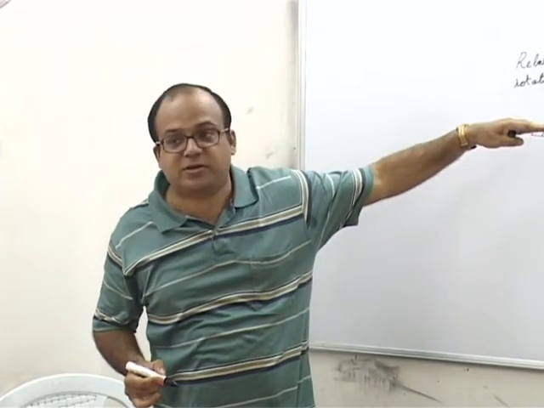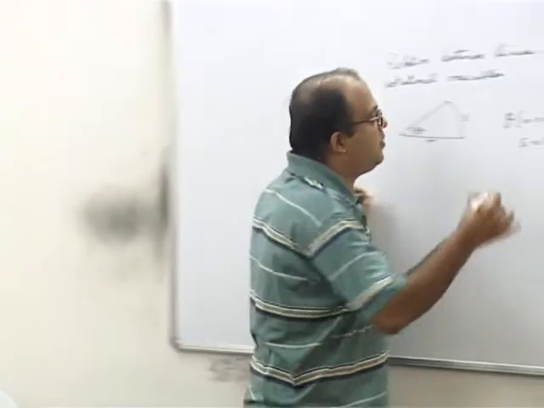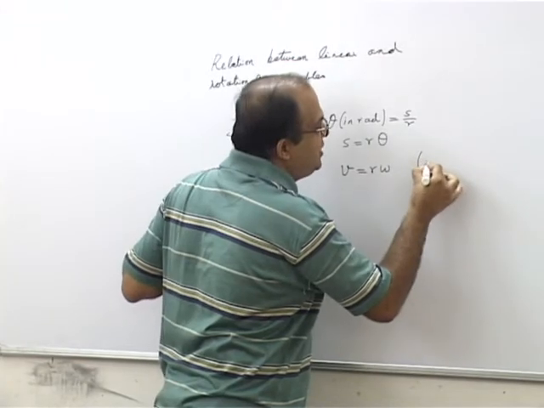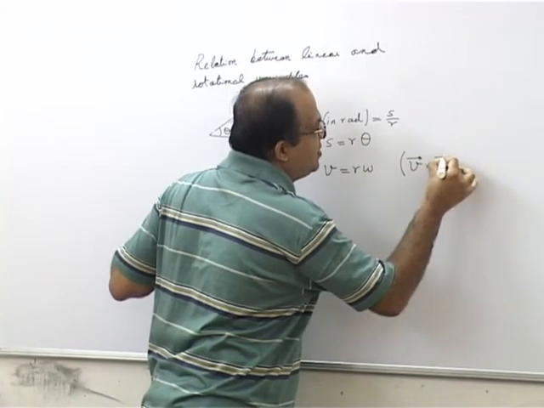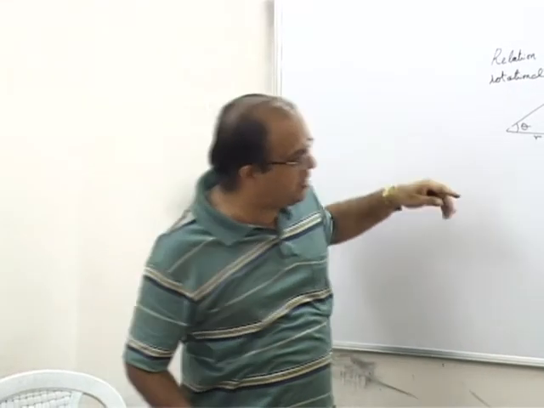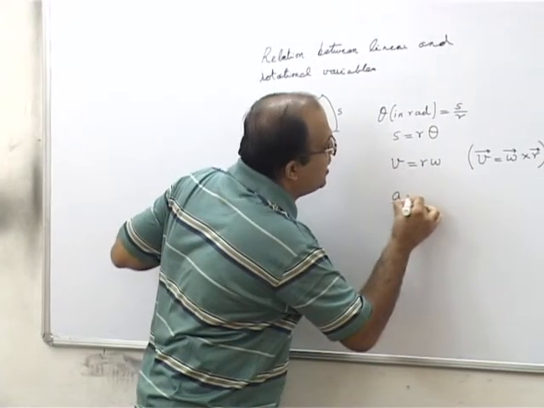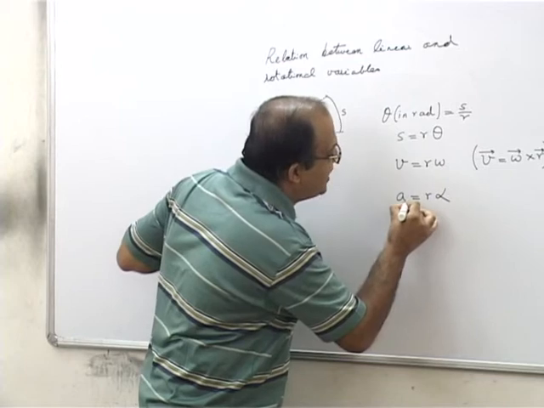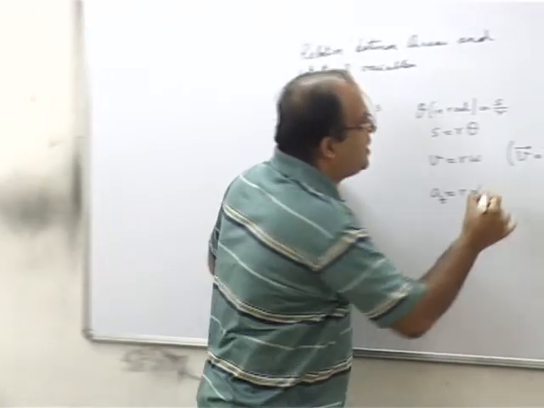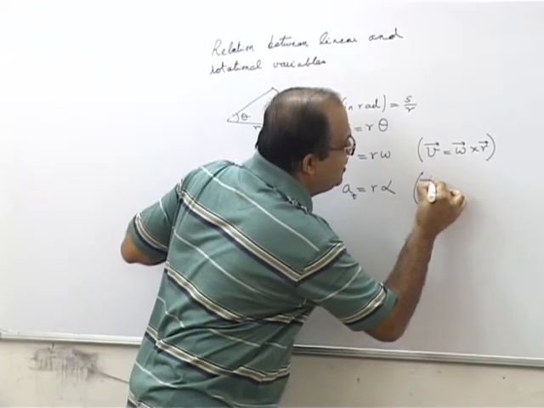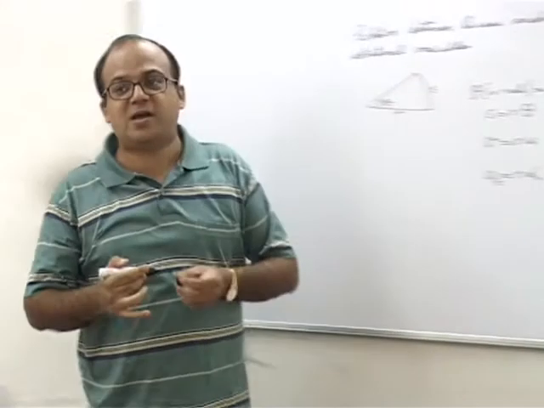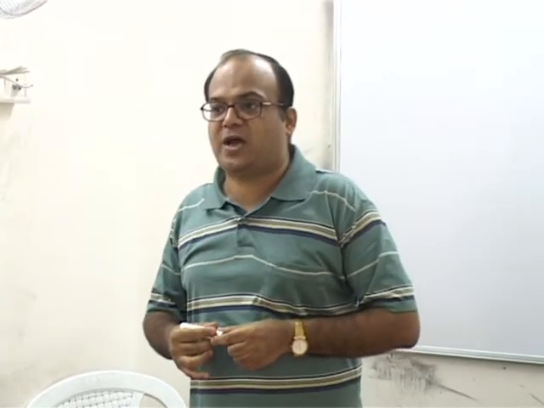If you differentiate this equation with respect to time, you will get the equation v equal to r omega. In vector form, this equation is v vector equal to omega cross r. Again, if you differentiate this equation with respect to time, we will get a equal to r alpha. This is actually the tangential acceleration. Tangential acceleration is equal to r alpha. In vector form, this a_t vector will be alpha cross r. So s equal to r theta, v equal to r omega, a equal to r alpha.